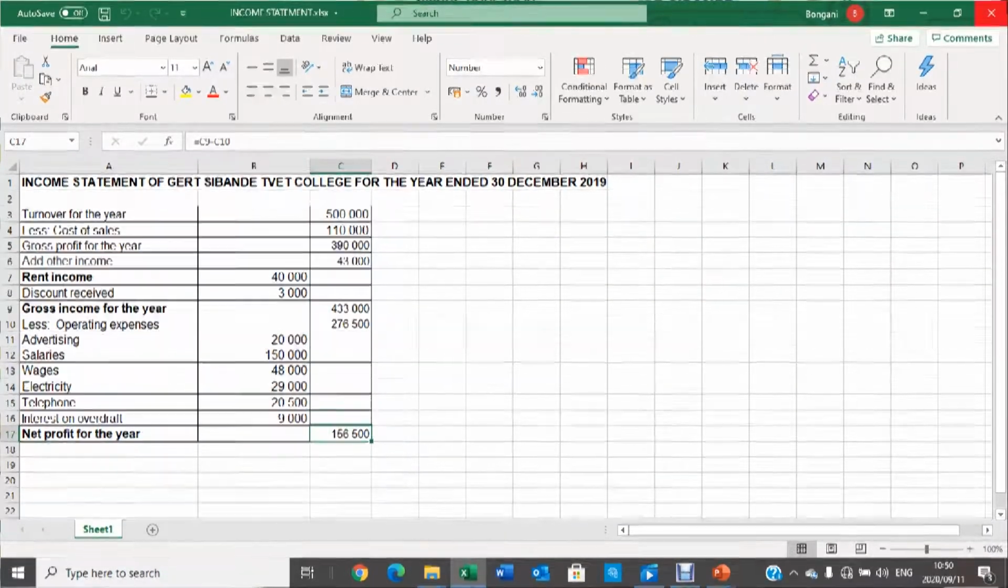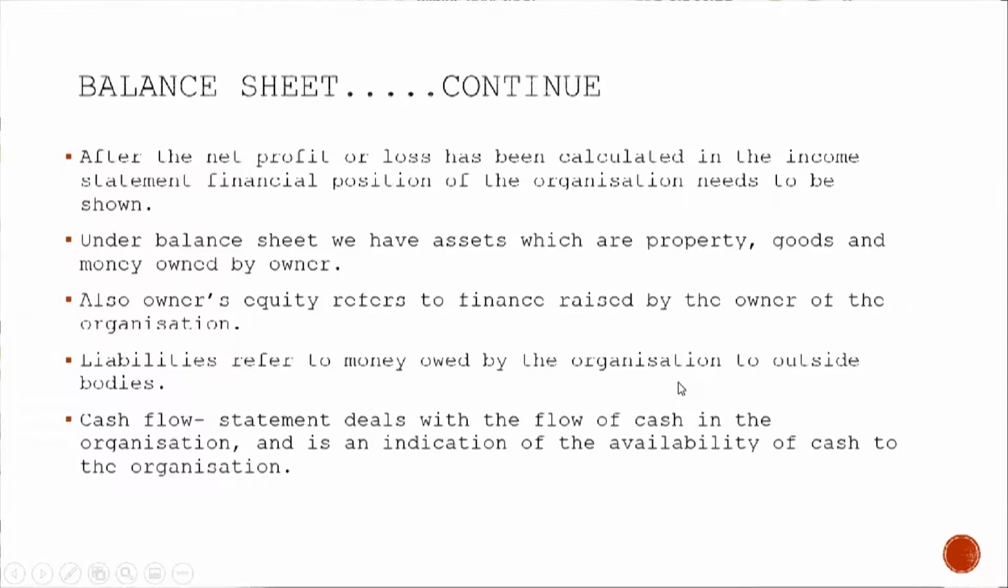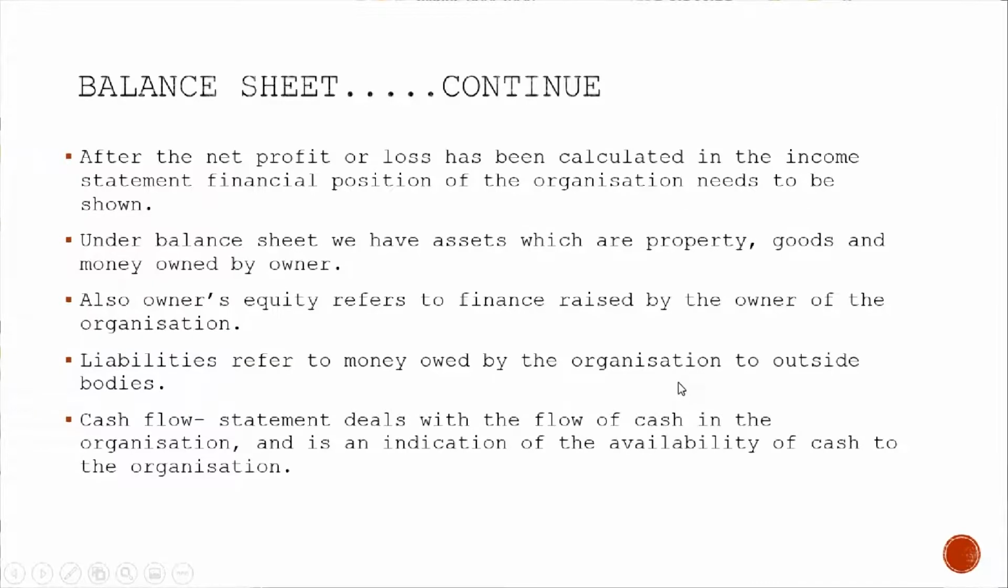So we move to another slide. Okay, we are still continuing with the balance sheet. The balance sheet is done after the net profit or loss has been calculated in the income statement. The financial position of the organization needs to be shown.